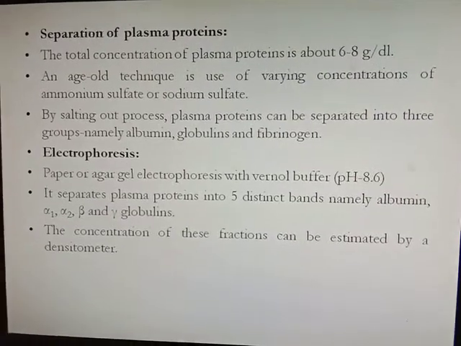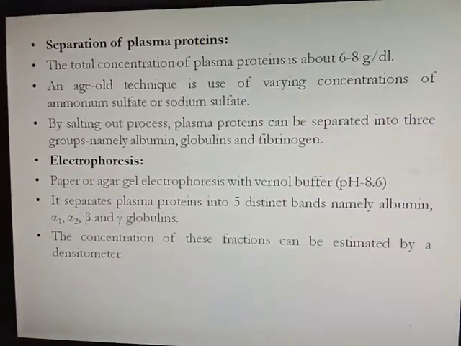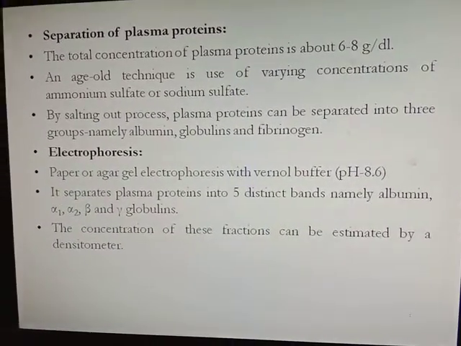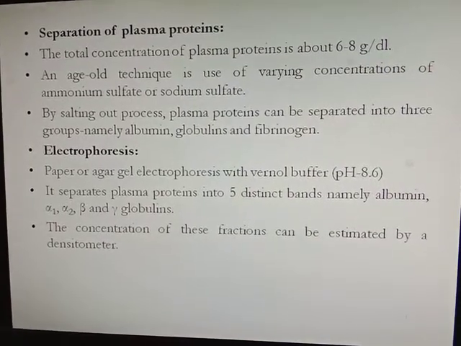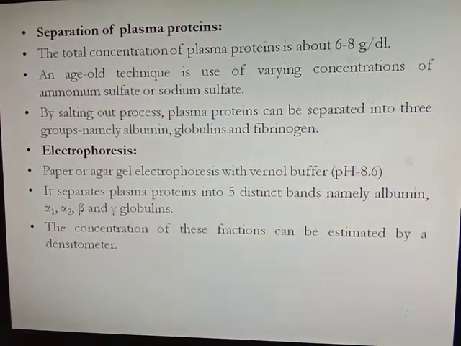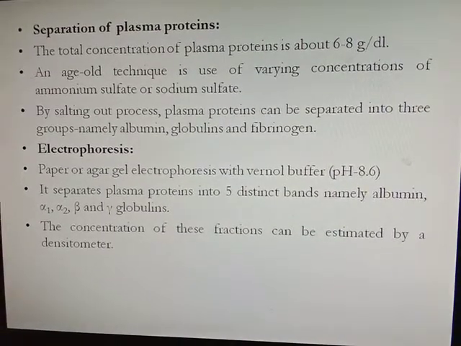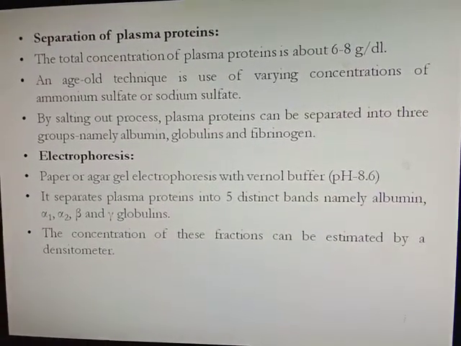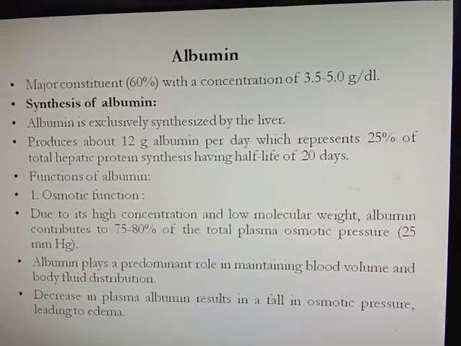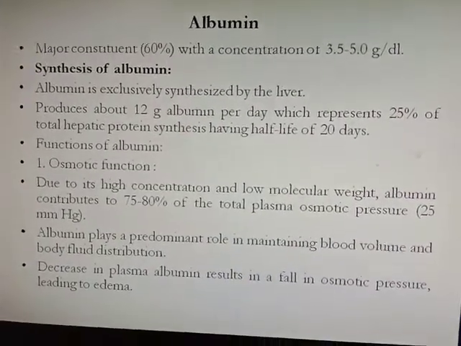So by the salting out method, plasma proteins are separated into 3 groups, whereas by electrophoresis, plasma proteins are separated into 5 distinct groups or 5 distinct bands. First we will see albumin.